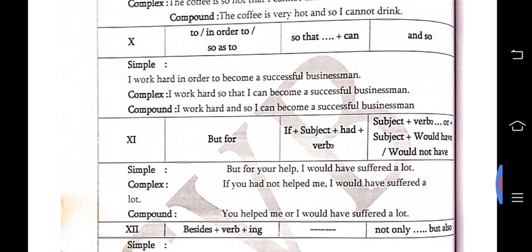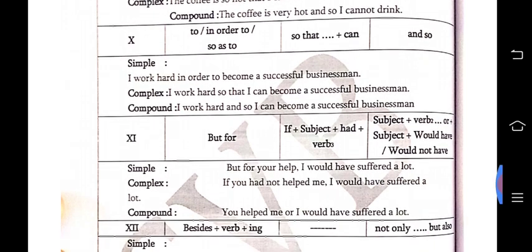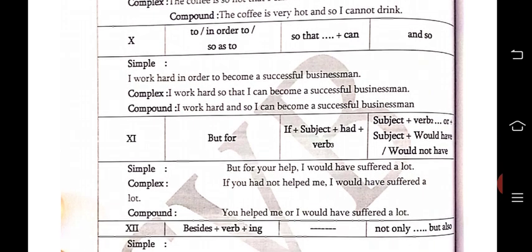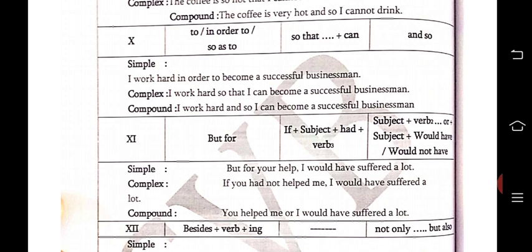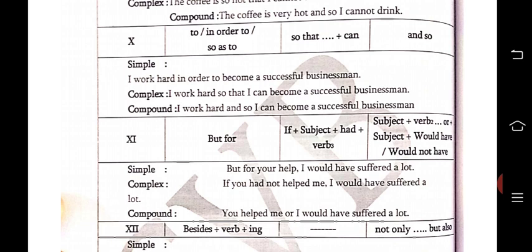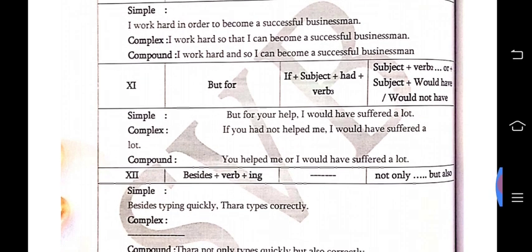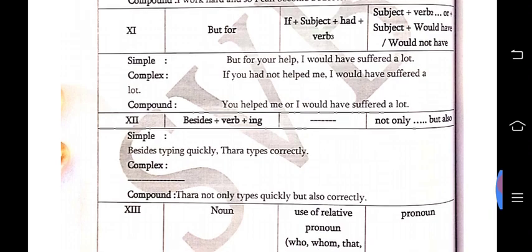Okay. And then purpose. Purpose means what? In order to, so as to, like that. I work hard in order to become a successful businessman. And writing complex: I work hard so that I can become a successful businessman. And for writing compound: I work hard and so I can become a successful businessman. Okay.